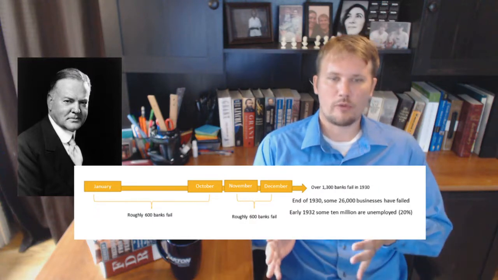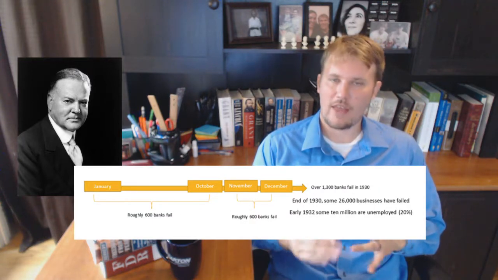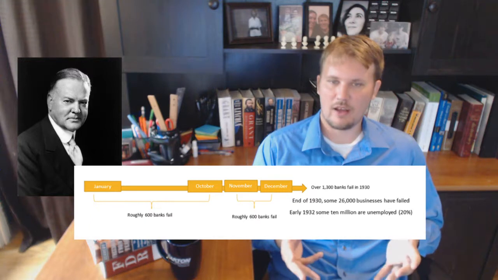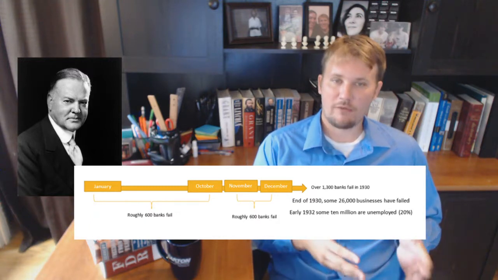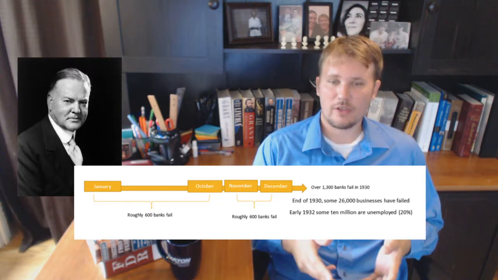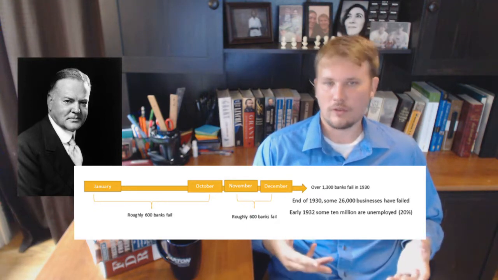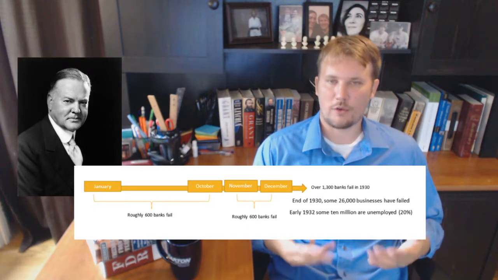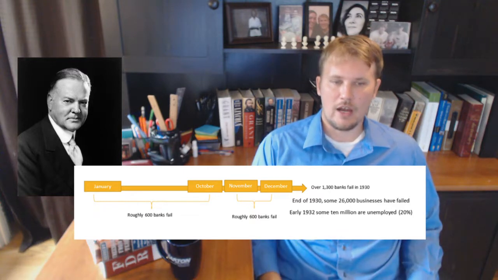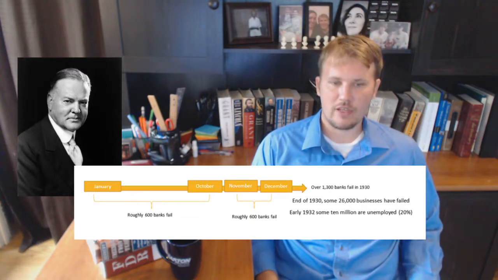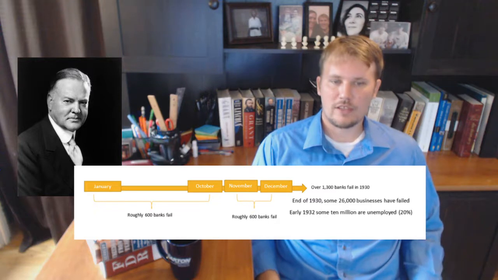There was a banking panic in the late 1930. So in 1930, from January to October, about 600 banks fail. Now that's a little bit more than average, but it's not unprecedented. But then from November to December of 1930, more than 600 banks fail. So this brings the total for 1930 to about 13 or 1400. That's a catastrophe. By the end of 1930, some 26,000 businesses had failed.